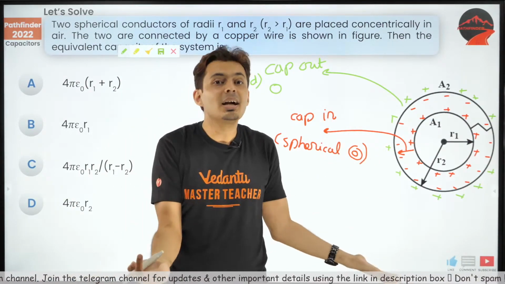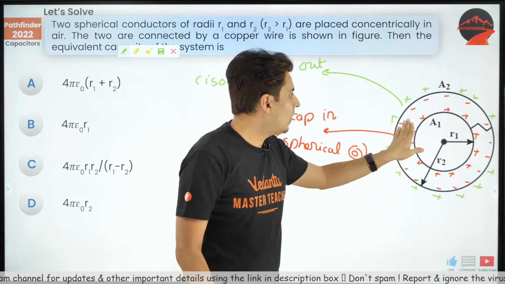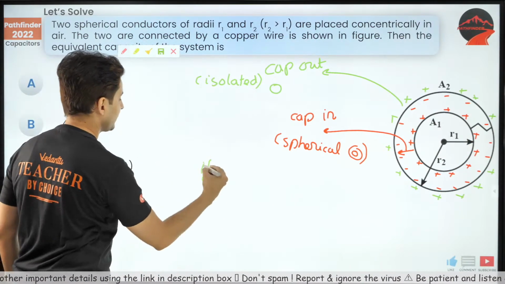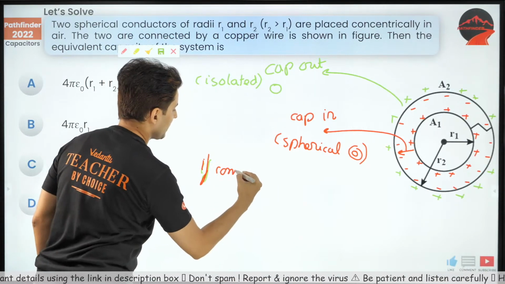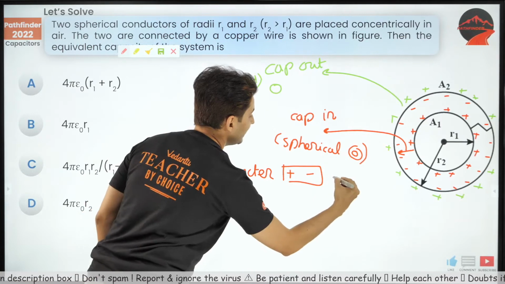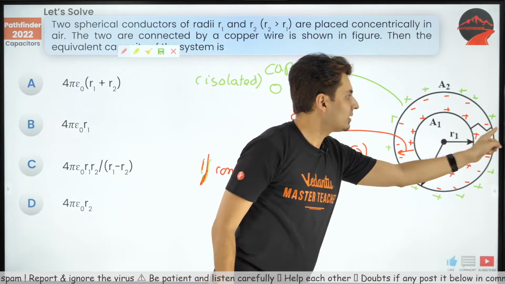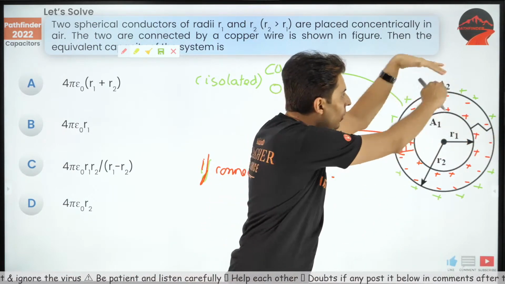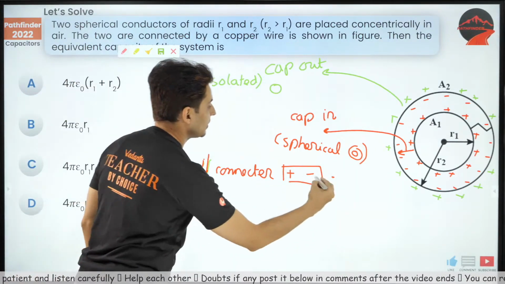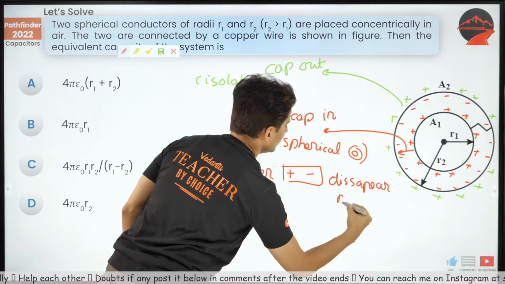So now think about it. If you connect it with a wire, what will happen? All the red charges will go. If it is connected, all the plus and the minus which are there will go away. All these positives will neutralize the negative. Only the green ones remain. Positives and negatives will disappear. They will neutralize.